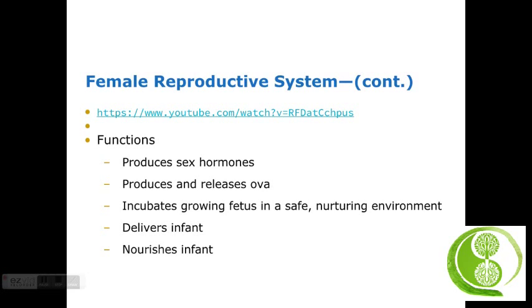The functions also include incubating the growing fetus in a safe, nurturing environment, where the actual incubator is the uterus. We deliver the infant through the vagina, through the birth canal, and the placenta works to nourish the infant.